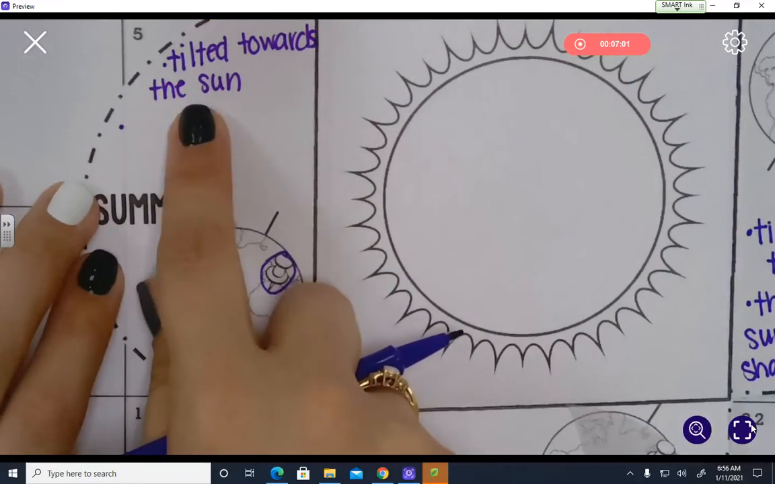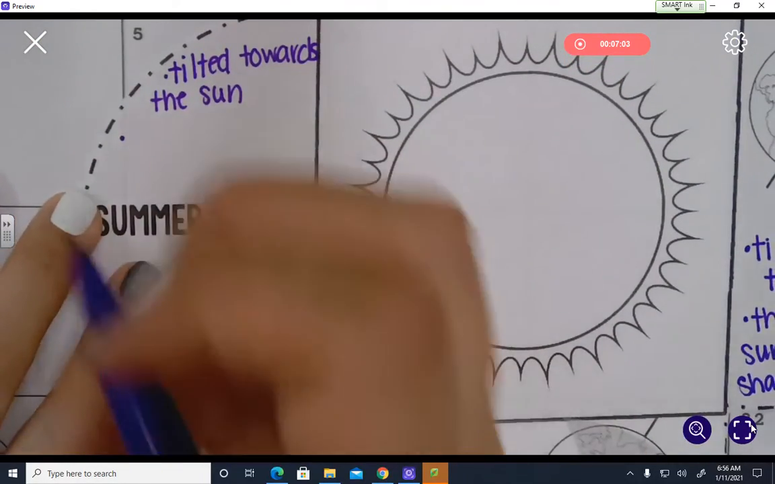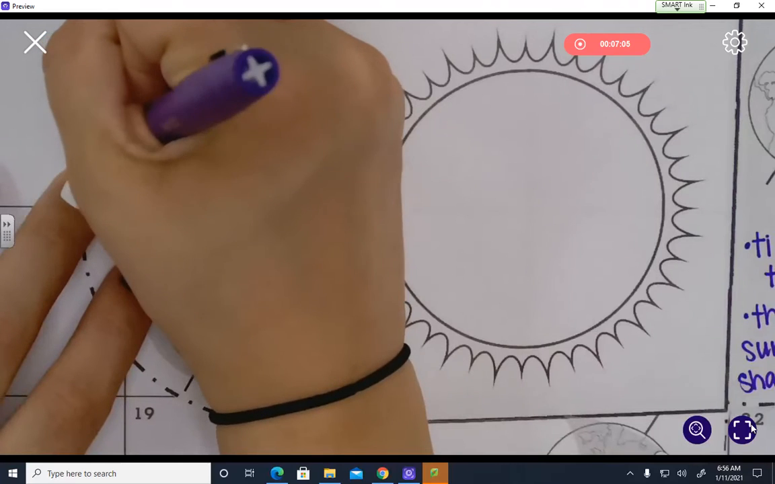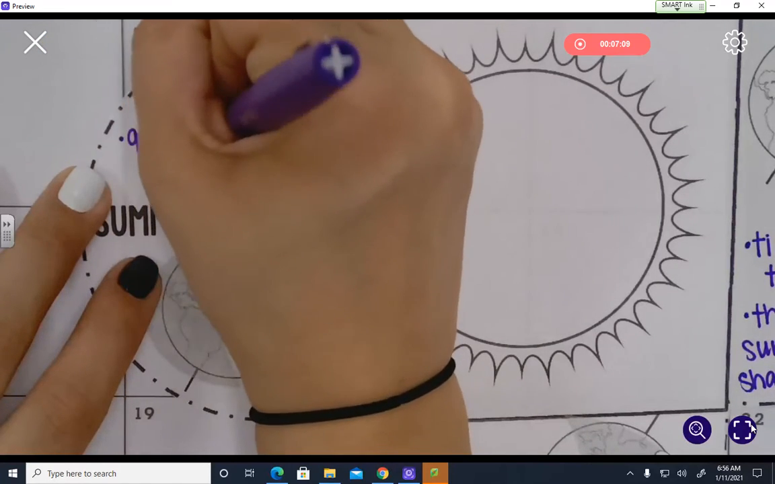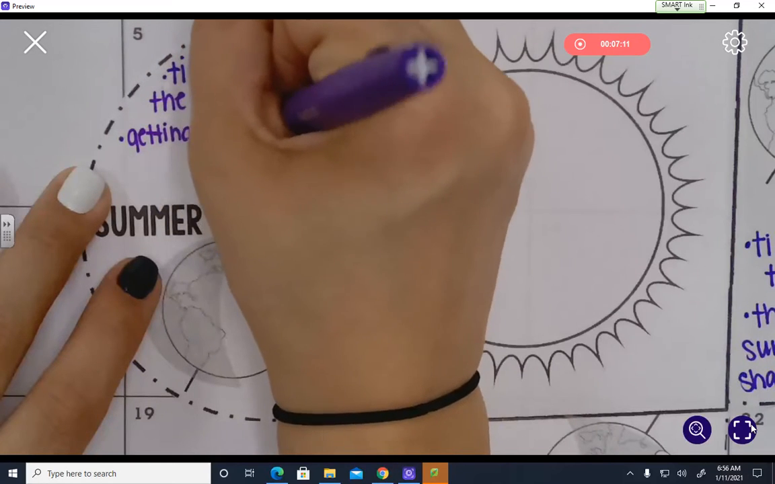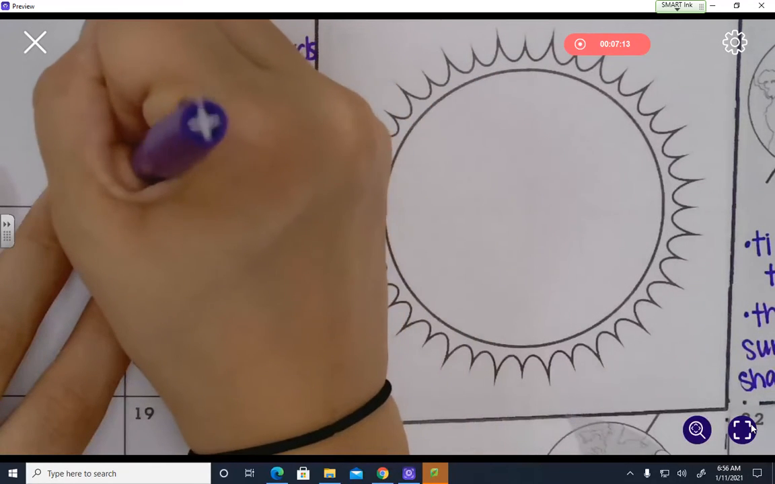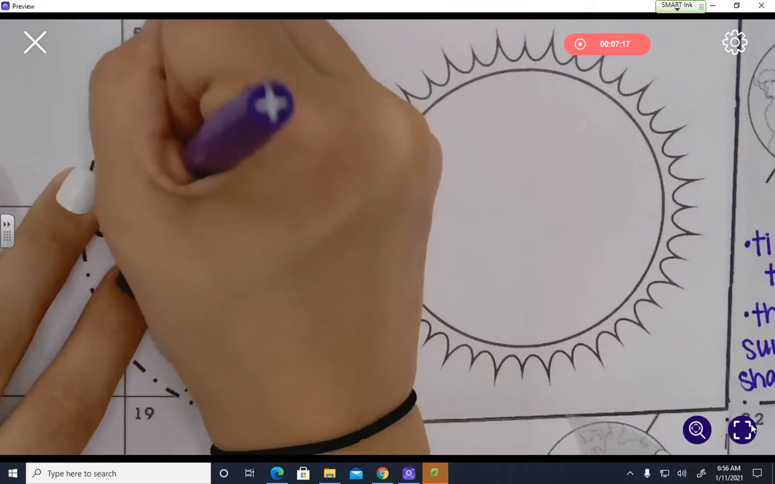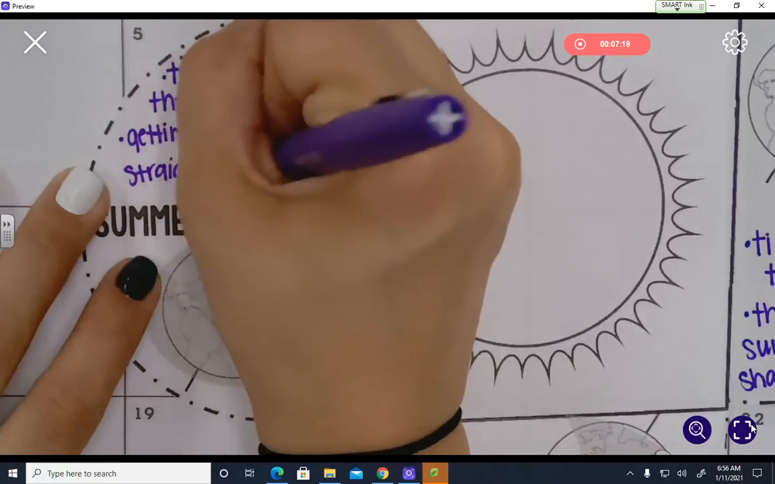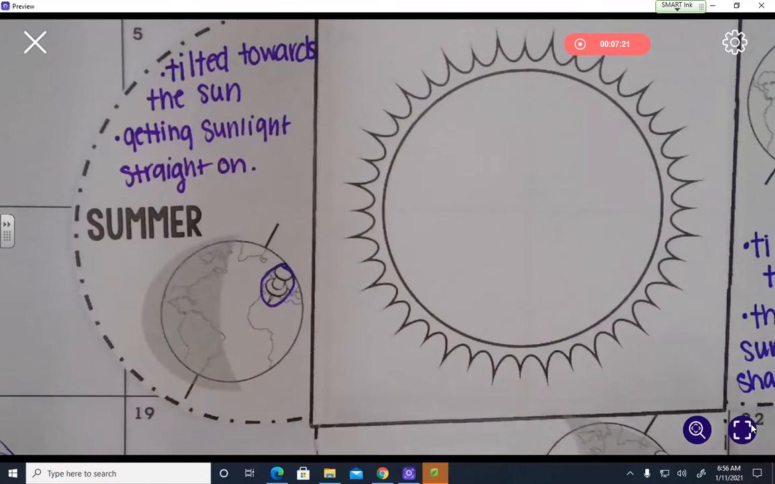So we are tilted towards the sun. Getting sunlight. Straight on. So it's more direct. We're getting those sun rays more direct. Good job.